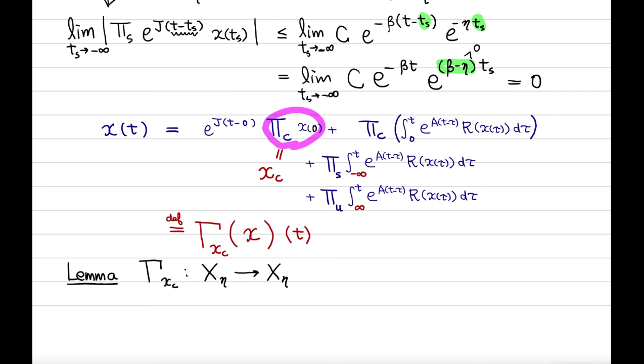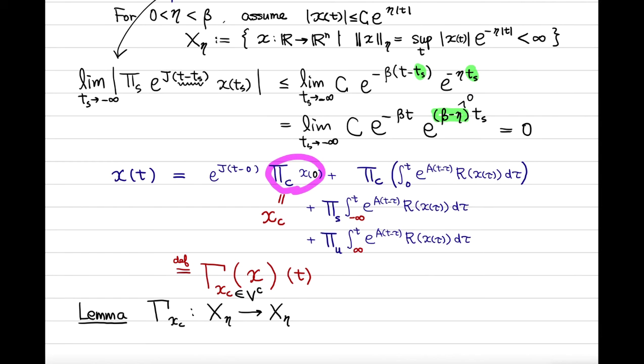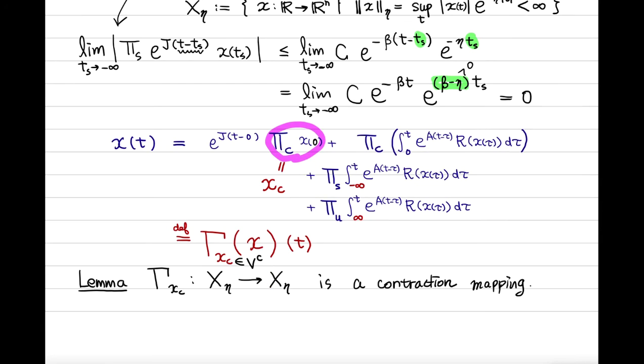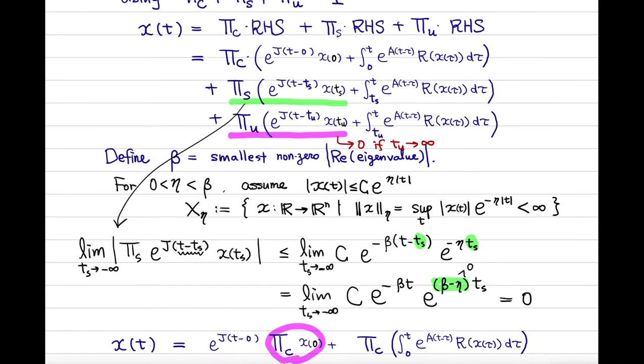the center linear space. Did I have the notation for the center linear space? Let's see. Yes, we call it capital Vc. So that's where the projection operator pi c is projecting onto. And each x eta space, of course, has a norm, the eta norm, which is defined above here.